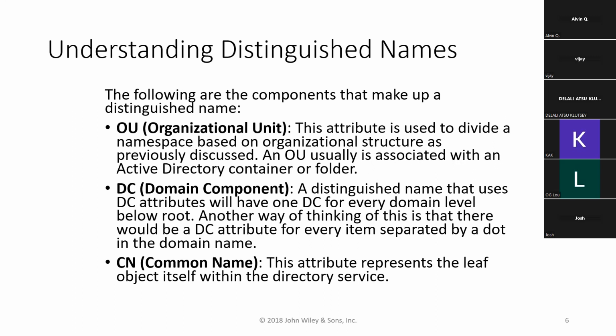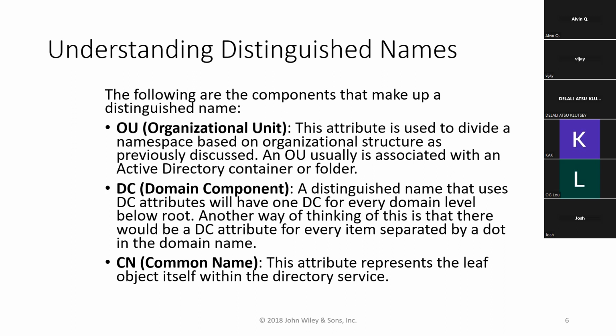So the following are the components that make up a distinguished name. You have the OU, you have the DC, which is domain component, and you have the CN, which is the common name. This attribute represents the leaf object itself within the directory service. So when we say the leaf object, we are talking about if it's a user that you are creating, or if it is a group that you are creating, the common name represents that particular object.